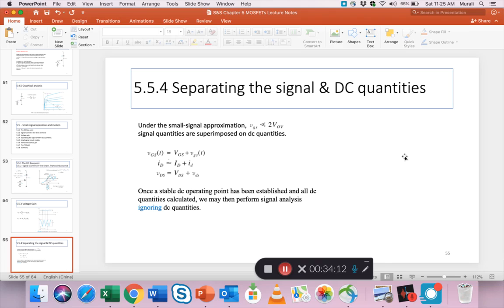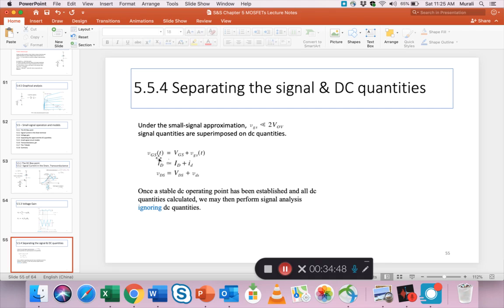Next, slide 55 also introduces an important condition. I think you're used to it by now, so this shouldn't come as a big surprise, and we are repeating it. I've already introduced this just a few minutes ago: separating the signal and DC quantities. Under the small signal approximation, that means if you meet this condition, signal quantities are superimposed on DC quantities. Superimposed meaning superposition.